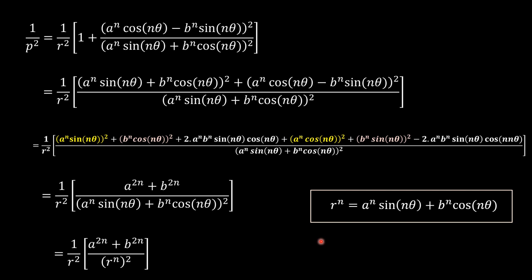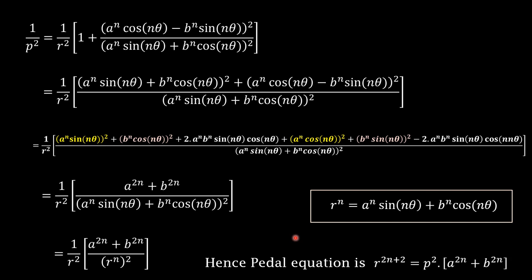So that the equation reduces to the form 1 by r square into a to the power 2n plus b to the power 2n divided by the denominator, I can write it as r to the power n into square, isn't it? Because the given polar curve is of the form r to the power n is equal to a to the power n sin n theta plus b to the power n into cos n theta. Whether theta is eliminated over here, students? Yes, theta is eliminated. So I can say that this is the required pedal equation of the given polar curve. Just simplifying it so that the pedal equation of the polar curve is given by r to the power 2n plus 2 is equal to p square into a to the power 2n plus b to the power 2n. That completes the problem.